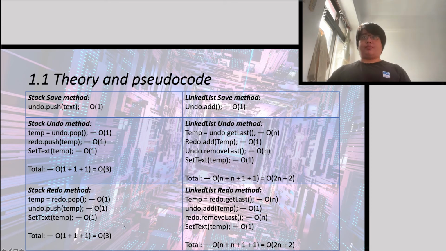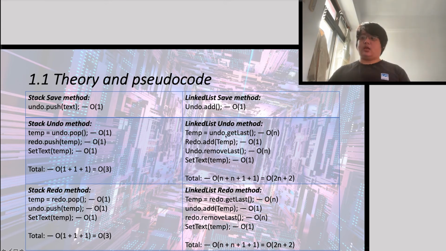Okay, next I'm going to talk about the linked list save method. For linked list save, we use undo.add, which adds the data into a linked list. We can tell from the name itself, so the time complexity is going to be O(1). As for the linked list undo method, there are 4 steps. First of all, like we did in stack undo, we save the undo into temp, then we add the data into redo, then we remove the last data of undo, and then we set the text field to temp.